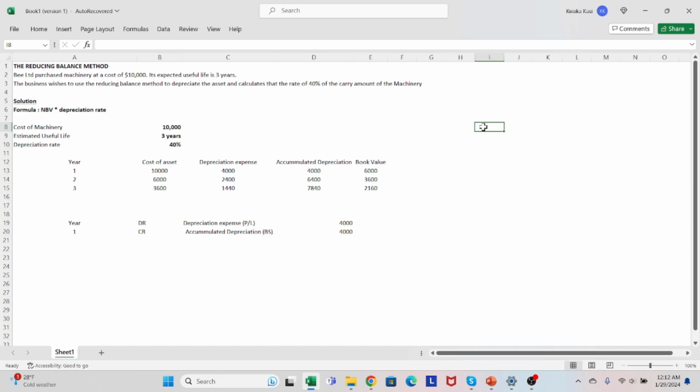In today's video, I will be discussing one method of calculating depreciation, which is the reducing balance method. I have already explained what depreciation is and how the straight line method of depreciation works in one of my videos. You can check that video.